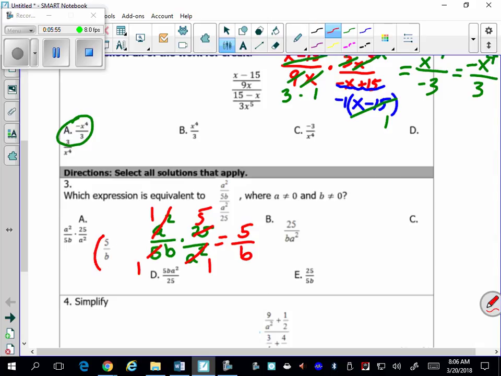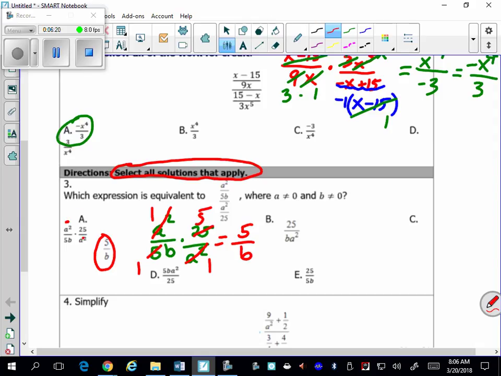And now be very careful. Anytime this gray banner appears on our assessments or on the SOL, you've got to choose more than one answer. So the very first thing we did was to keep, change, flip. So let's look for that answer, a squared over b to the 5th, or b times 5 times 25 over a squared. That's A over here.